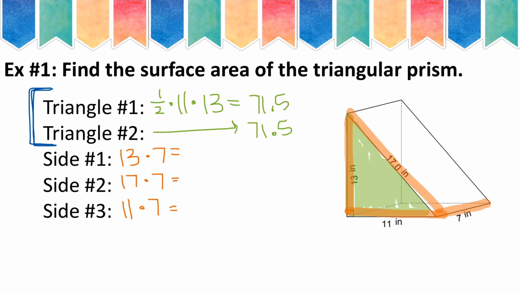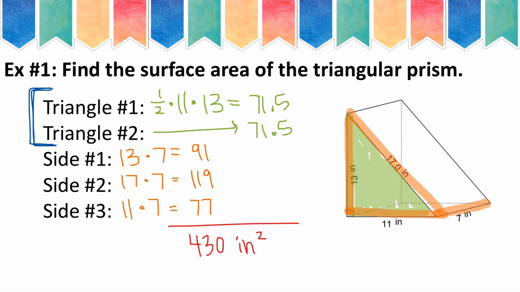So 13 times 7 makes 91. 17 times 7 makes 119. And 11 times 7 makes 77. And to find my total surface area, I will add them all together. And I get a total of 430 inches squared.